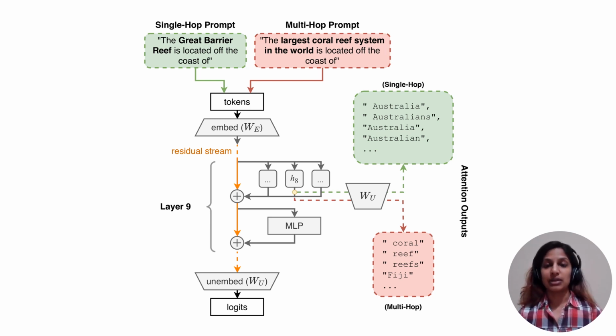Notice in the green box, we have tokens that have been decoded from head 8 for the single hop prompt. We have tokens like Australia and Australians with and without a space, which are very close to the answer we're actually expecting the model to output. On the other hand, the multi-hop prompt outputs tokens from that head like coral, reef, reefs, and Fiji, which are related to the prompt but not nearly as close to the answer we're expecting.